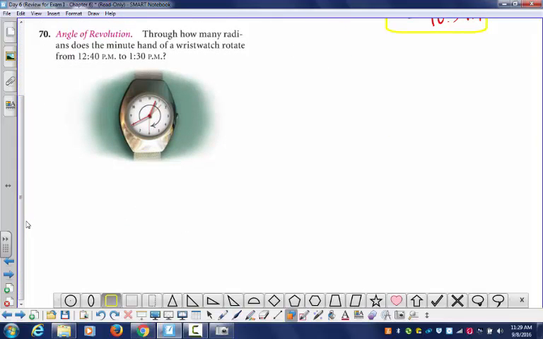Okay, angle of revolution. Through how many radians does the minute hand of a wristwatch rotate from 12:40 to 1:30? Through how many radians? So the minute hand has gone from there all the way down to there. We want to know how many radians. So think for a minute. You could try to use that formula that I just had up there, but there's actually a really simple way to do this.